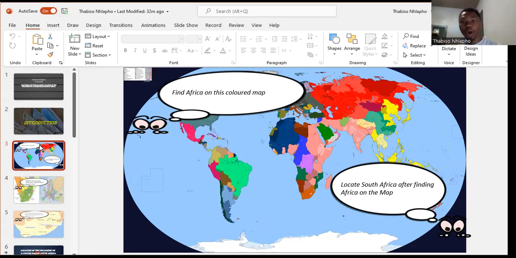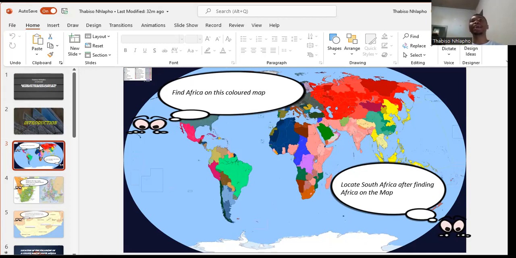So I'm going to ask if this is a South African map, a map of South Africa, or a map of the world. Can anybody answer this? Okay, Kitumeti. Yes, Kitumeti is correct. This is the world map. So Kitumeti, on the world map, can you locate Africa? Where is Africa in this world map? Yes, Kitumeti, Africa is located right there.